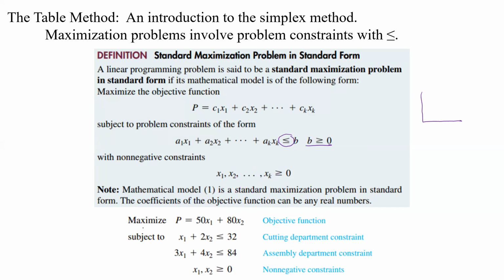So an example would be if we want to maximize P equals 50x1 plus 80x2, that's our objective function. And then we're going to be subject to, and sometimes they put subject to, sometimes they put ST, x1 plus 2x2 less than or equal to 32, 3x1 plus 4x2 less than or equal to 84. And those are two of our problem constraints. In this case, one of them is a cutting department, and the other is the assembly department. And then we also have our non-negative constraints: x1 and x2 both have to be greater than or equal to 0. So that's how our problems are going to be set up, and that's the standard form.